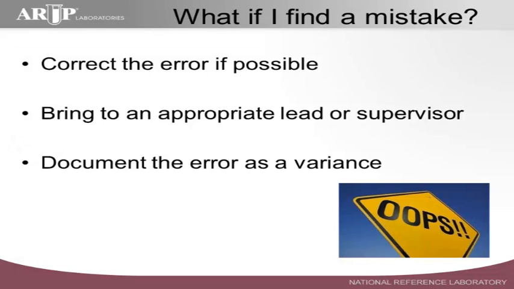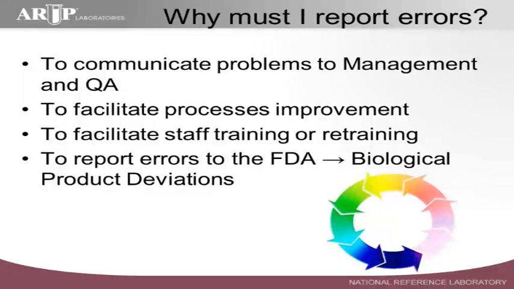Sometimes people call them occurrences. They have different names, but it's just, we didn't follow what was written in the SOP for whatever reason. So we want to make sure everything is documented with that. So we want to report things again so that we communicate problems with management and to QA to facilitate process improvement, which is really big.